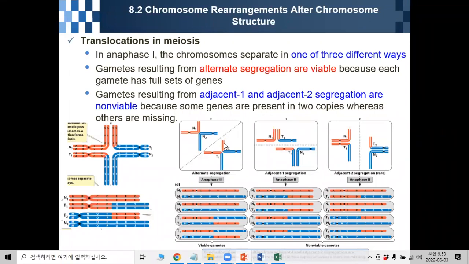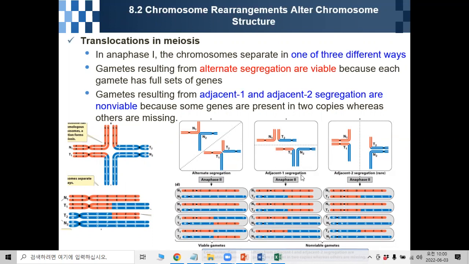So one case will be alternate segregation, which usually happens. This one and this one go to one cell, and this one goes to another cell. Their genotype is, one will be A, B, C, D, E, F, G. The other one will be N, M, O, P, like this. Another one in this case will be A, B, C, D, Q, R, S, T, and M, N, O, P, E, F, G, like this. So this is the genotype. This one is viable.